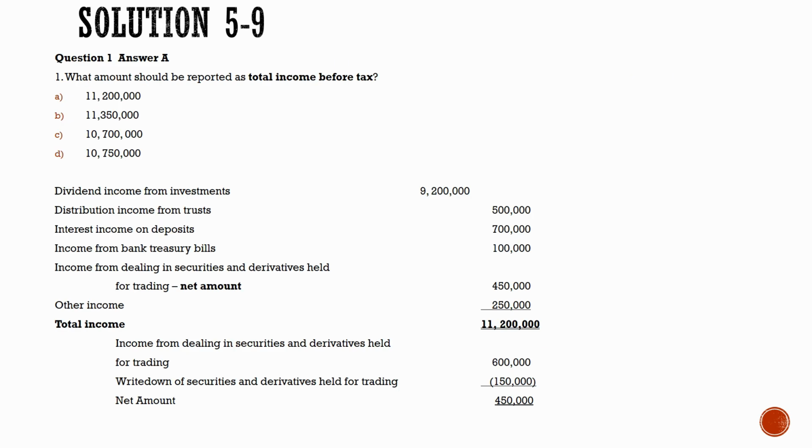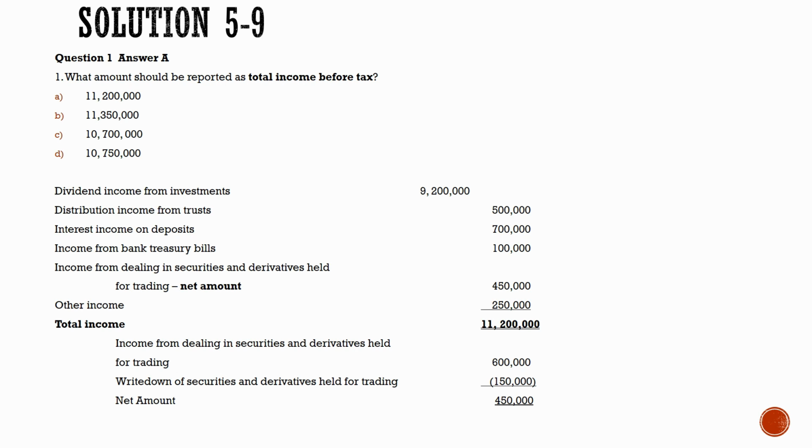Before tayo mag-proceed sa ating solution ay identify ko rin muna kung alin pa ang components ng OIC mula sa mga given data sa problem. Let's first identify if meron bang unrealized gain or loss on equity investment measured at fair value through other comprehensive income. Equity investment is the money that is invested in a company by purchasing shares of that company in the stock market. So, meron ba dito? Of course, meron. At ito yung dividend income from investment na 9,200,000 and distribution income from trust na 500,000.